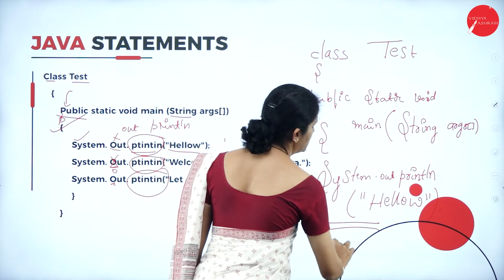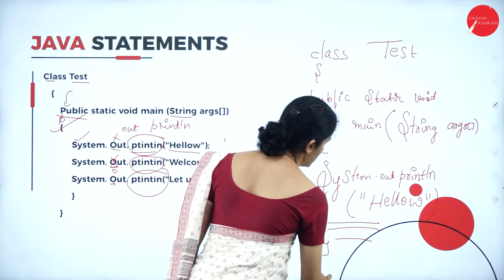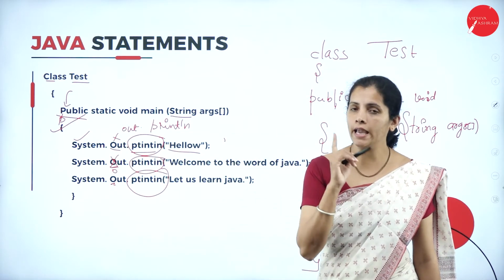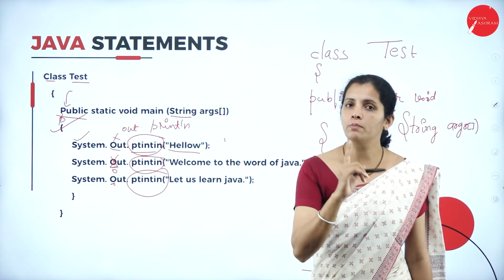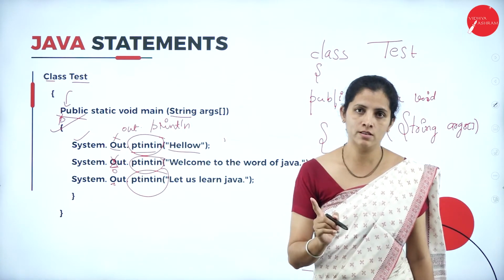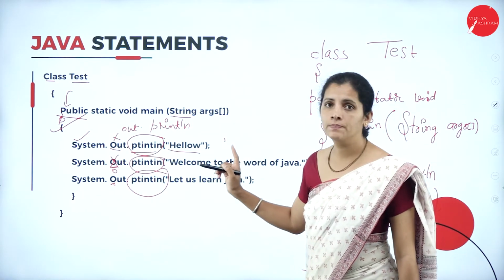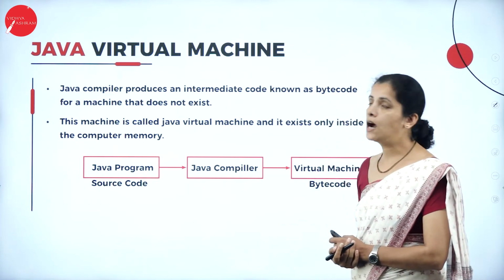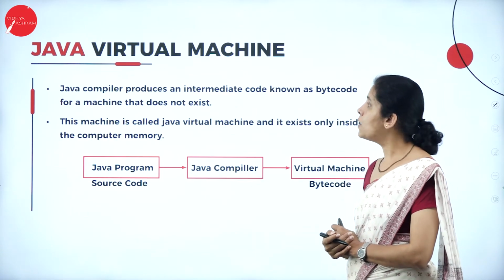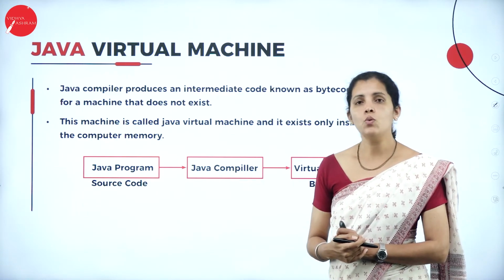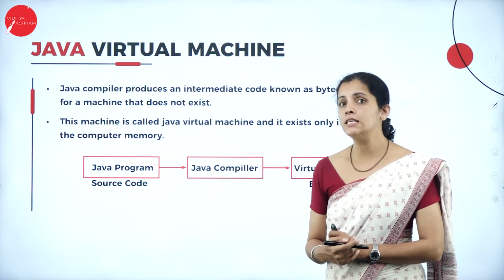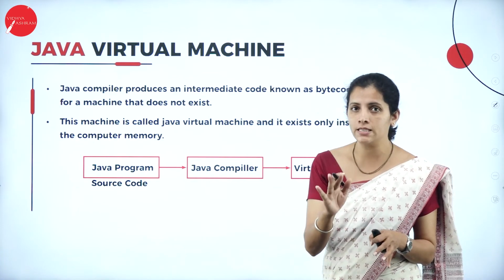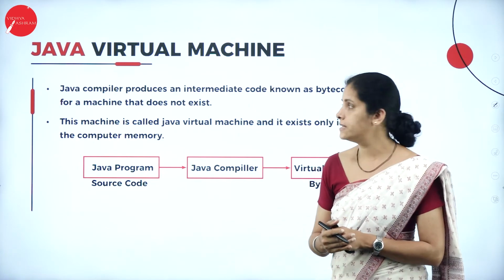Now write the remaining statement and close the curly brace. So dear student, while writing any Java program, you must be very conscious, because it is a case sensitive programming language. Now I'm going to discuss the Java virtual machine. So what is virtual? Virtual in the sense what? It is not physically present, but logically it is present.